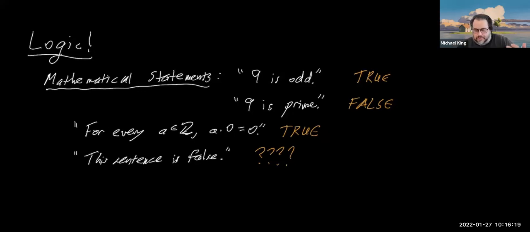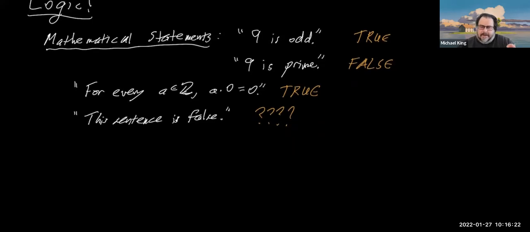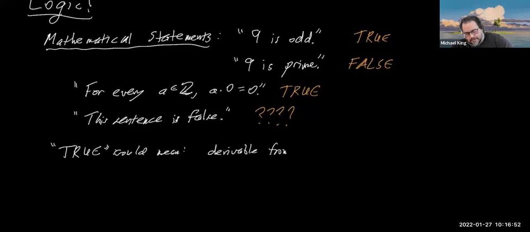There's a little bit of a question of what the words true and false mean. And the book, I noticed looking over it yesterday, sidesteps the question and just says we won't define what these words mean. So I'll just say a couple things. True could mean derivable from axioms. That's kind of what we did with the a times 0 equals 0 proof: it's something that we can use logic to derive from axioms.